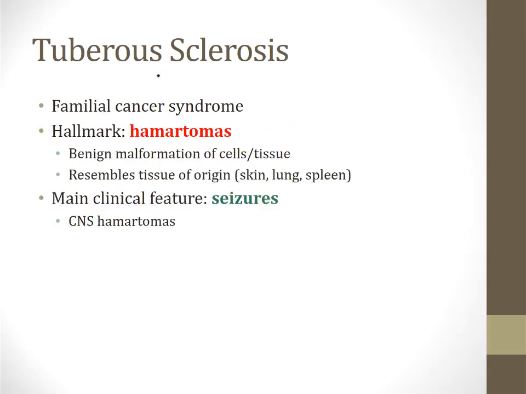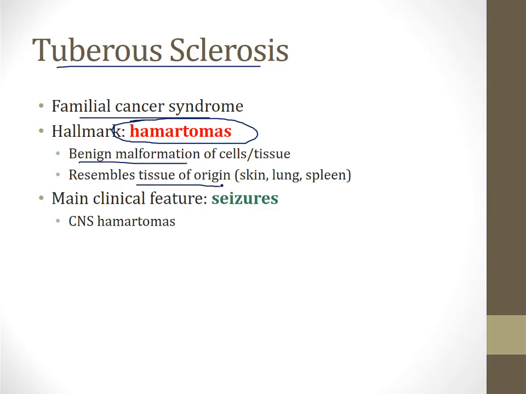Moving on, our next neurocutaneous disorder is tuberous sclerosis. This is also a familial cancer syndrome, and the hallmark lesion of tuberous sclerosis is the hamartoma. Hamartomas are benign malformations of cells and tissue, and the cells and tissue resemble the tissue of origin. So for example, a lung hamartoma is made up of lung cells and lung tissue, but is disorganized and formed into a mass lesion.